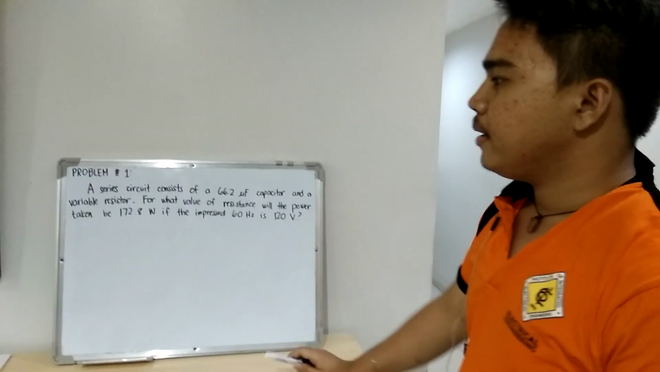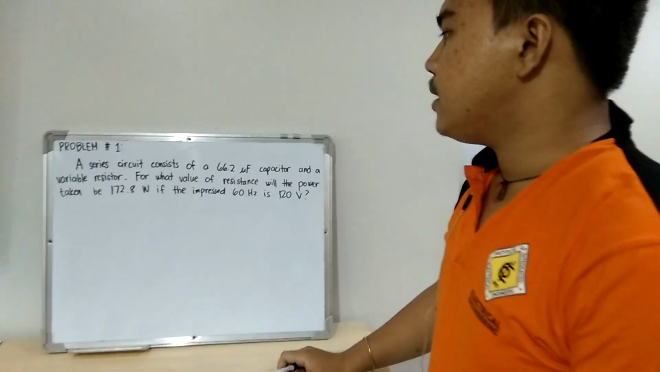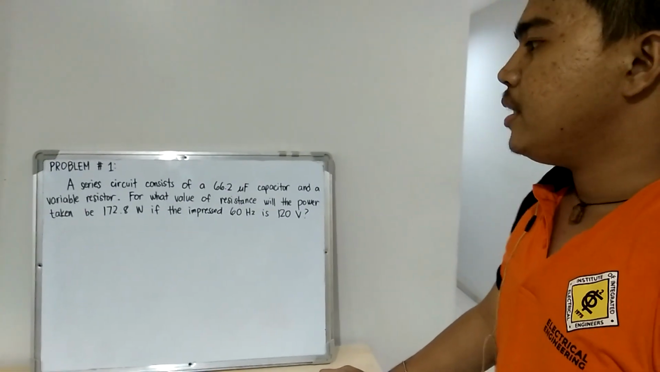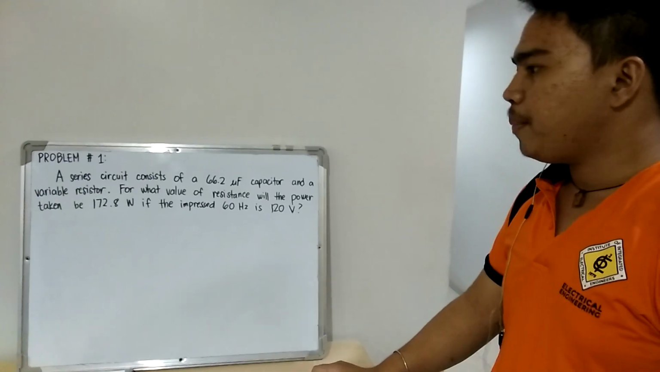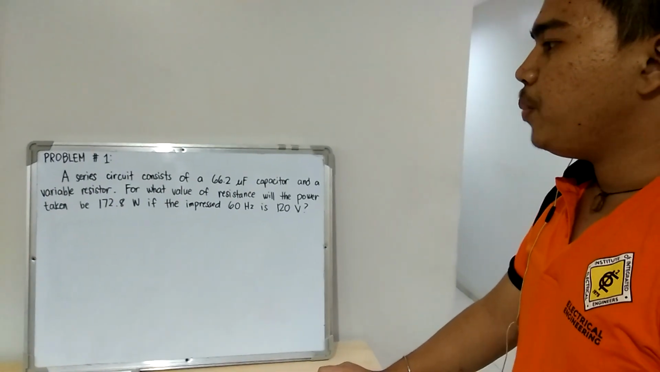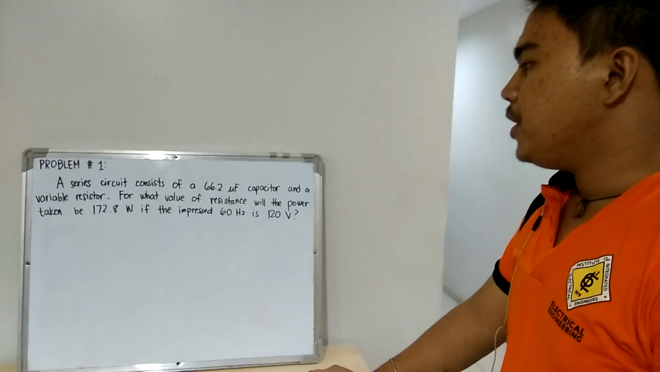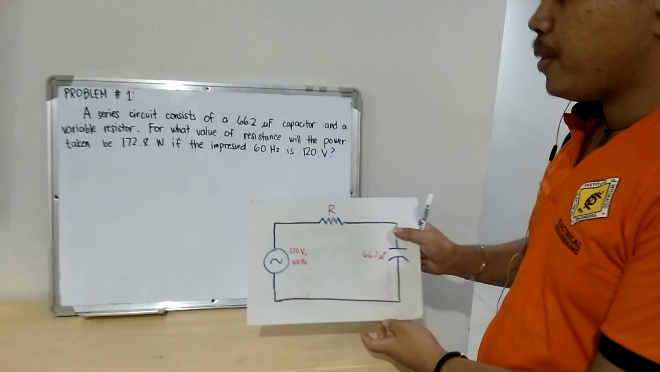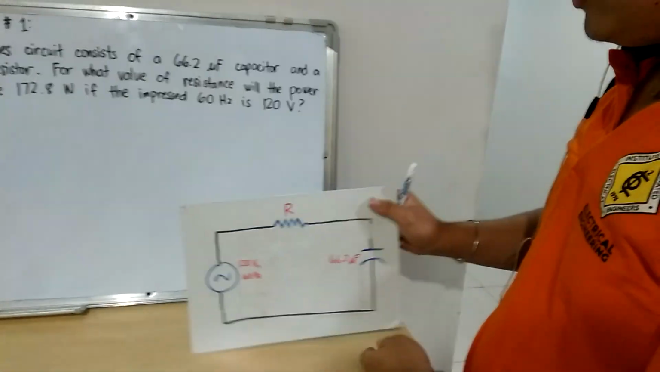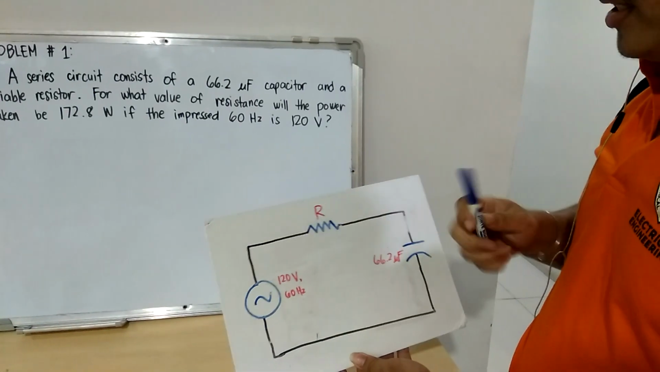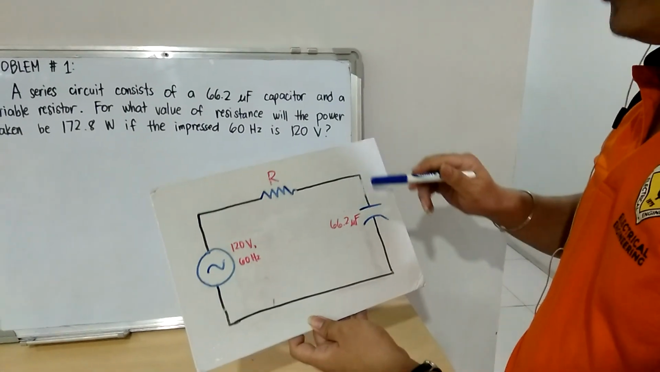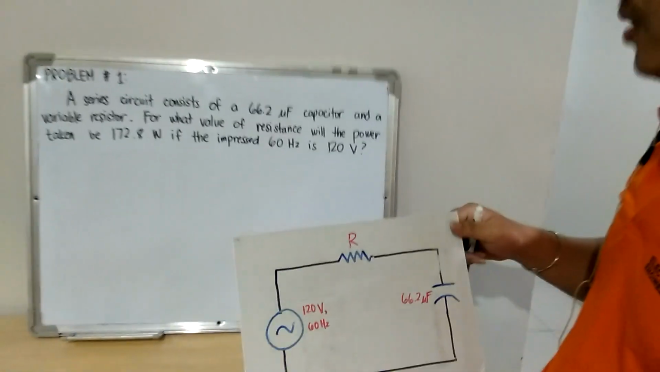For problem number 1, a series circuit consists of a 66.2 microfarad capacitor and a variable resistor. For what value of resistance will the power taken be 172.8 watts if the impressed voltage at 60 Hz is 120 volts? First of all, this is the circuit for our given problem. This is our RC circuit because there's a resistor and a capacitor connected in series.